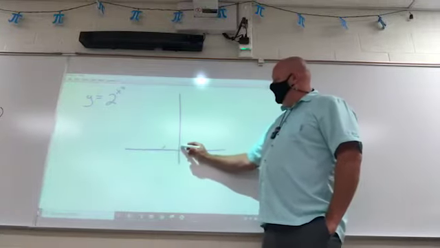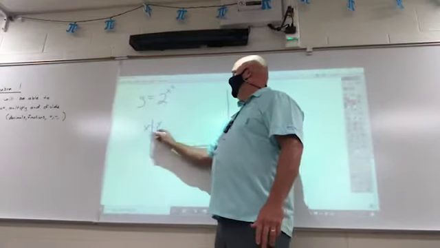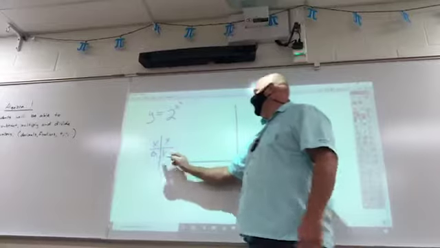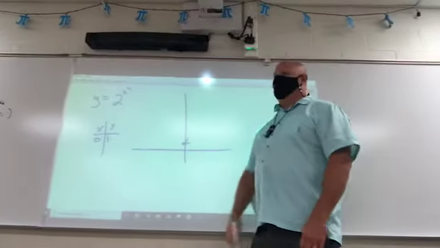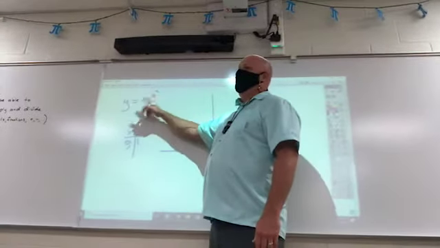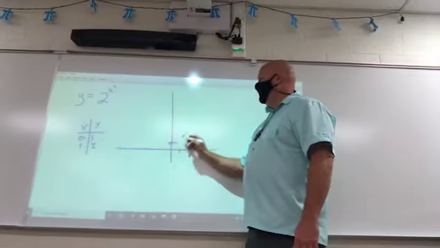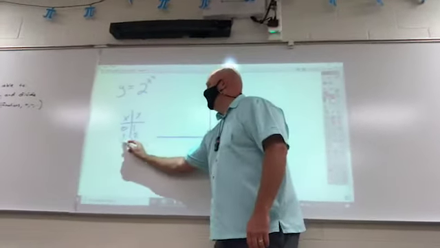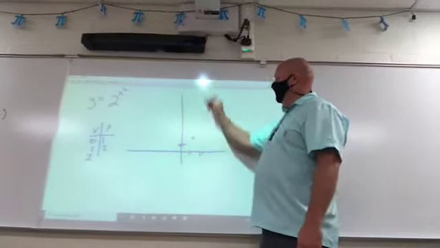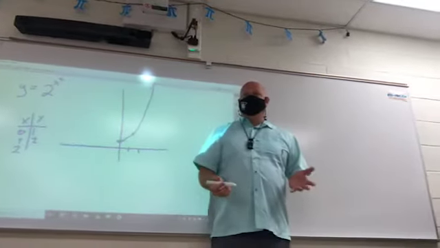If you plot some points, you plug in a 0. Well, 0 squared is 0, anything to the 0 power is going to be 1. So yeah, sure enough, it's still going to go through (0, 1). You plug in a 1. 1 squared is 1. 2 to the 1 is 2. So yep, it goes through (1, 2). You plug in a 2. 2 squared is 4. 2 to the 4th power is 16. So here we're way up here. But yeah, it looks like exponential growth, right?